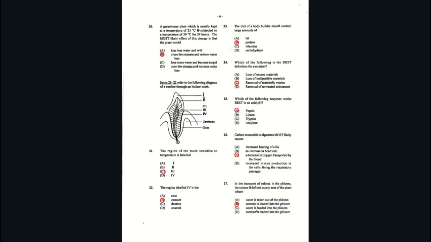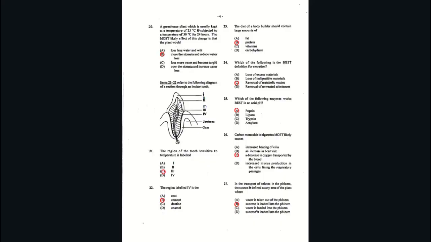Then it says, which of the following is the best definition for excretion? Right? So let's go through the options here. So A says loss of excess materials. B, loss of indigestible materials. C, removal of metabolic wastes. And then D, removal of unwanted substances.